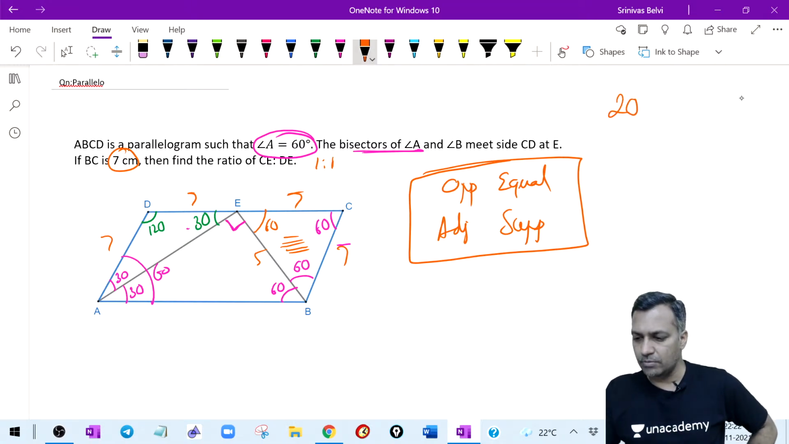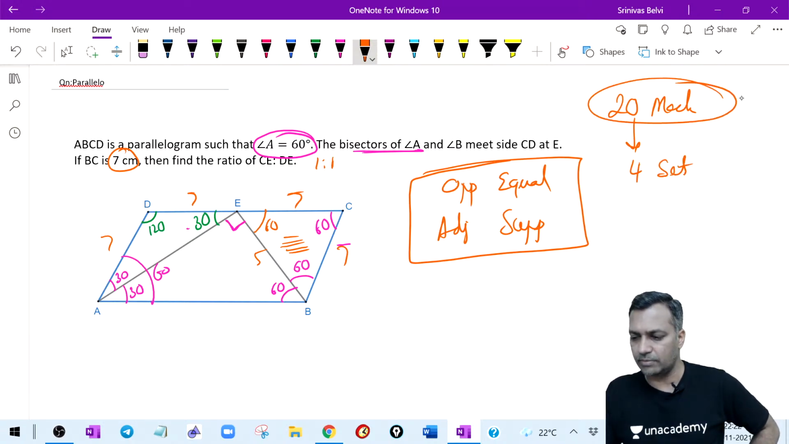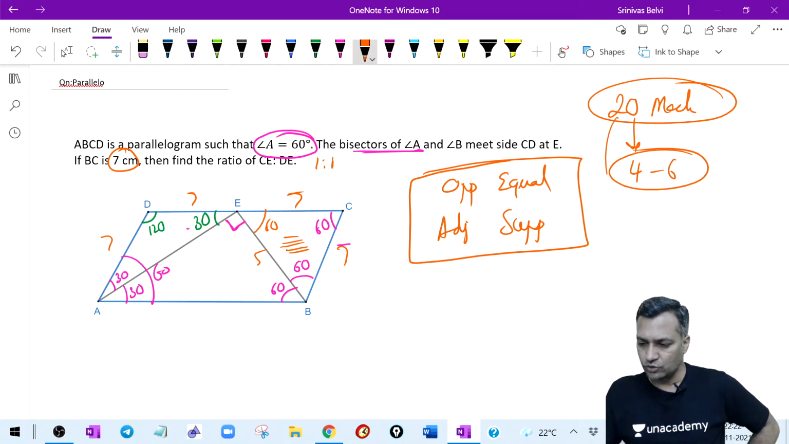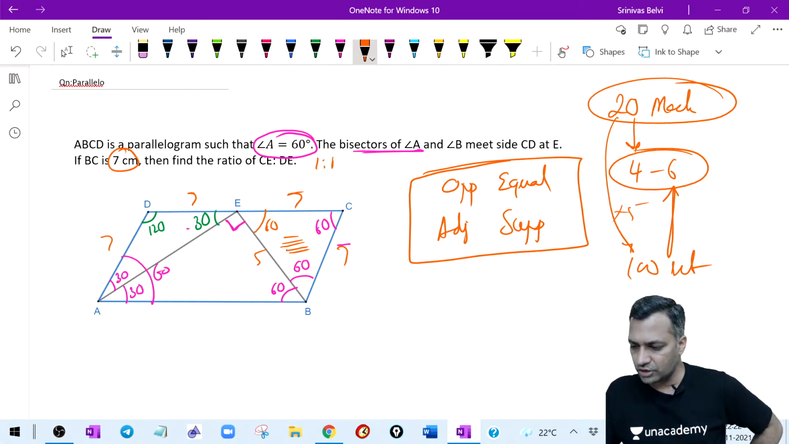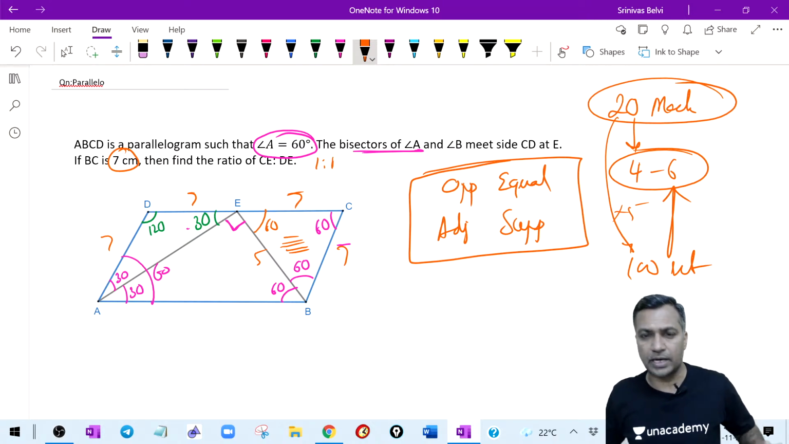Maybe if you write 20 mocks, binary logic can come 4 times. 4 sets of binary mocks can be there in 20 mocks at the most. Okay, 4 to 6, if you want me to give a range, 4 to 6 can be a range, not more than this. When you solve 20 mocks, 20 into 5, when you solve 100 sets, binary logic should come 4 to 6 times. Please give a feedback to that institute.